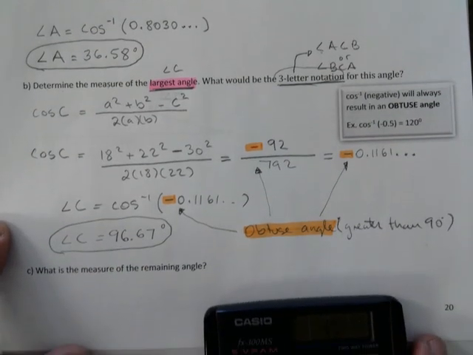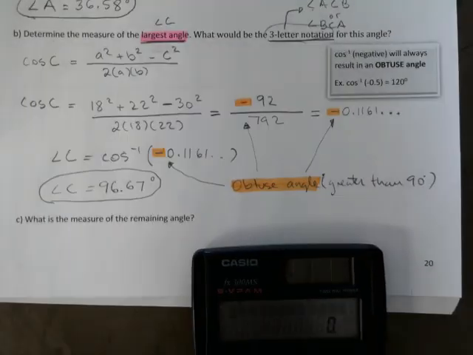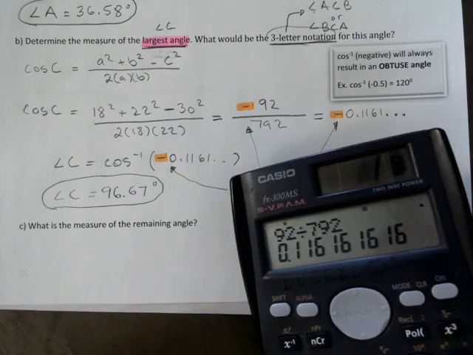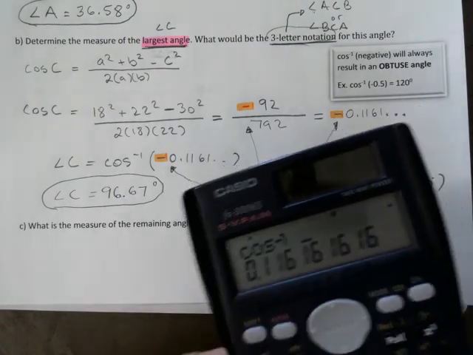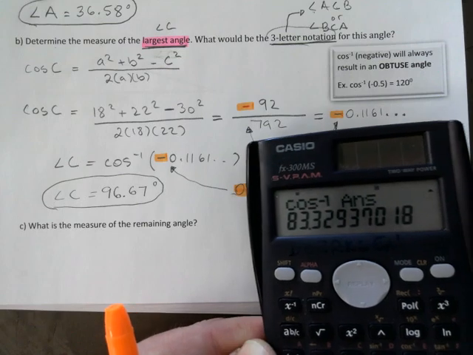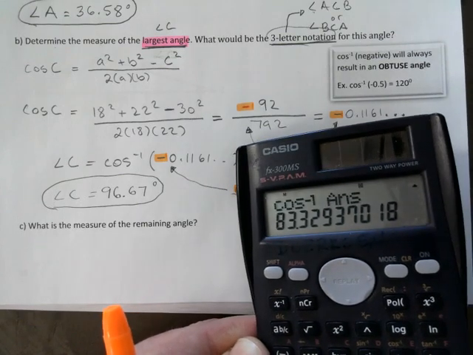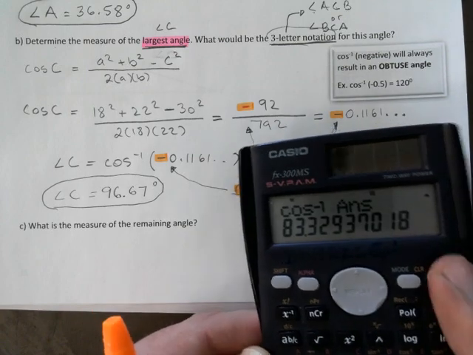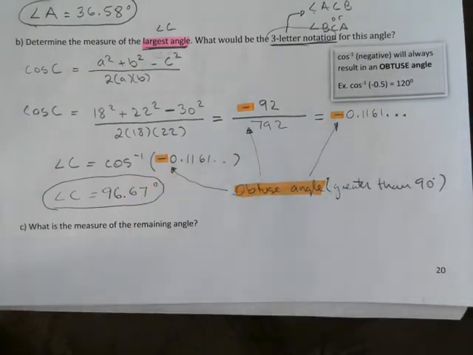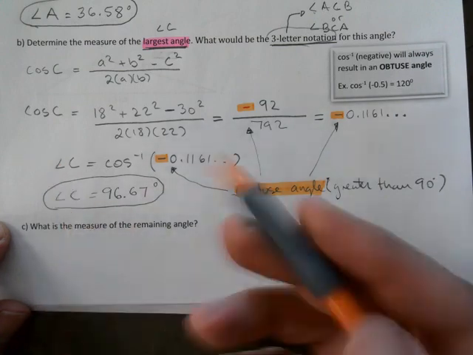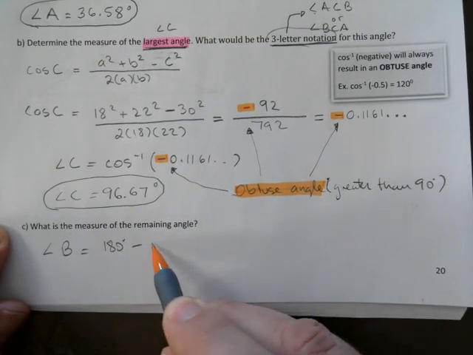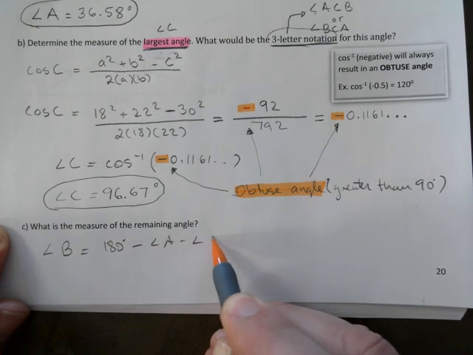Let me show you. Okay. So if you just went 92 divided by 792, you get the same value, but it's not negative. If you then go shift cos, it's not going to give you the obtuse angle. See? It gave me the acute. It's smaller than 90, so it's important to get that right. So we found A, C. Let's find B now. So that one is just 180 minus angle A minus angle C, right?